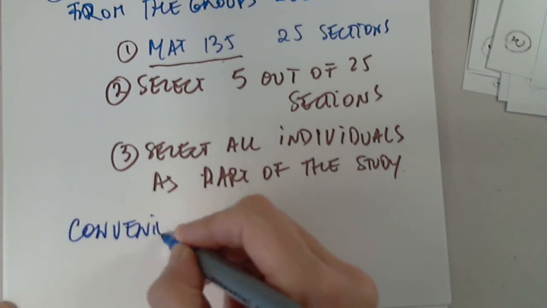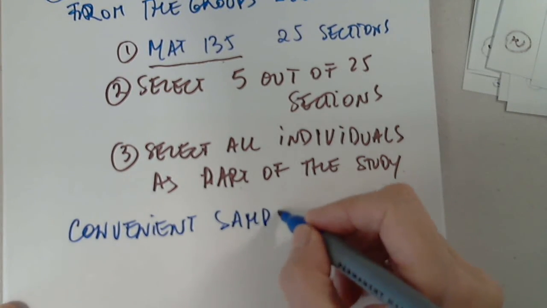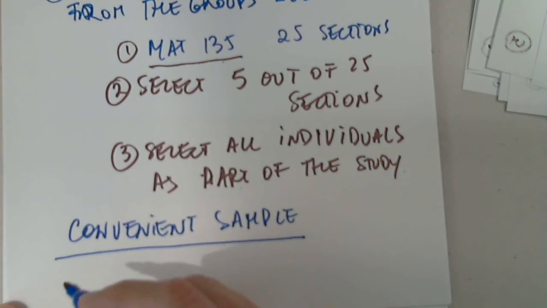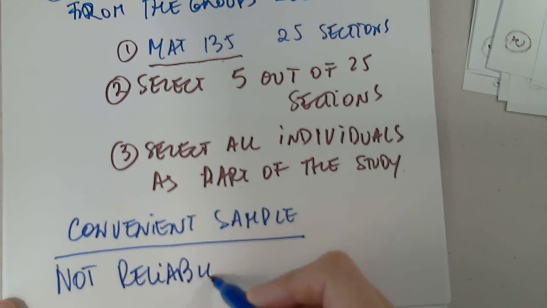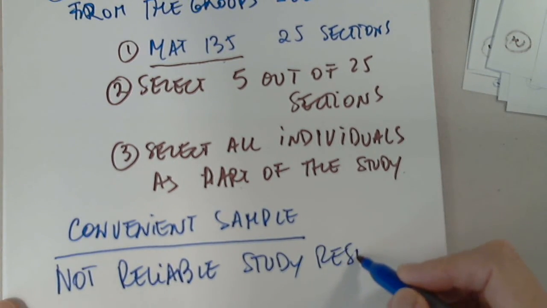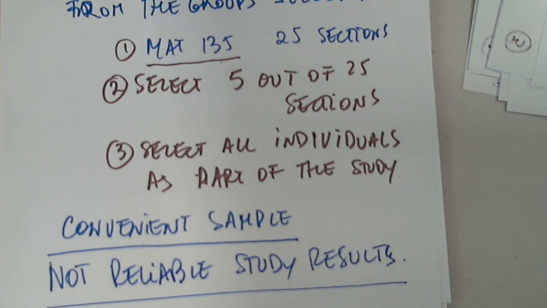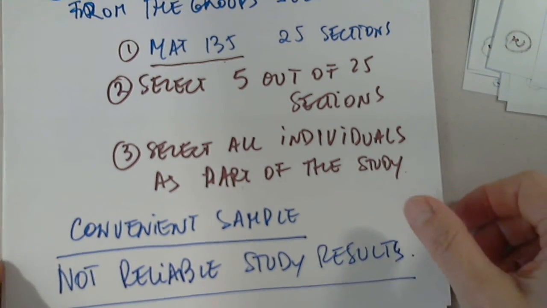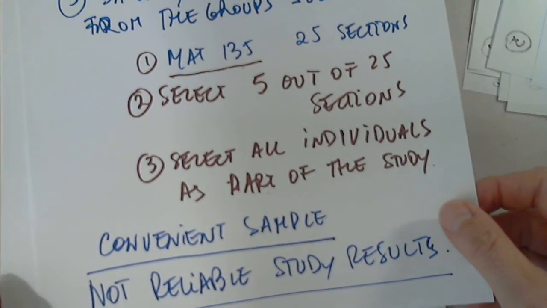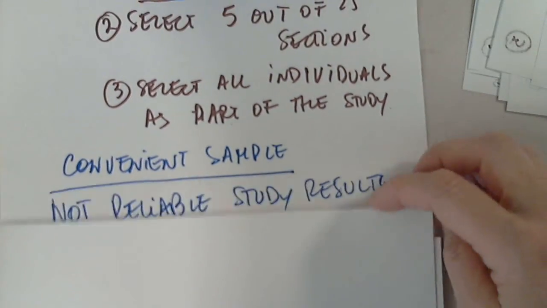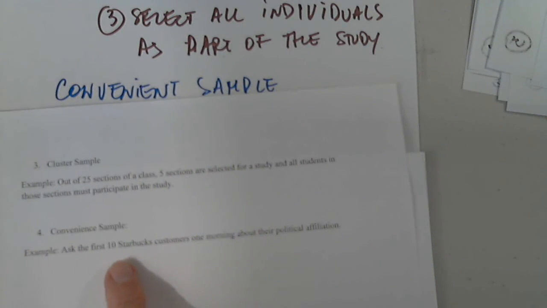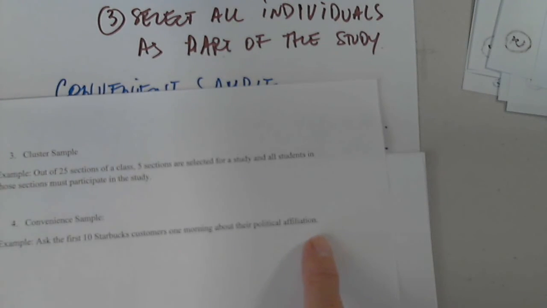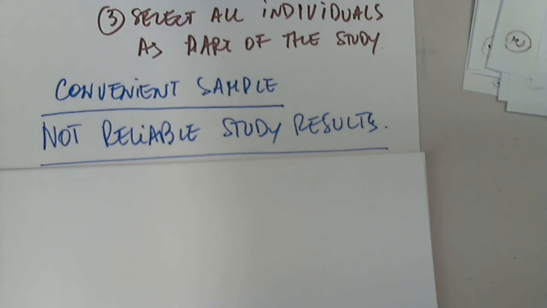Okay, number 4, last one here, convenient sample. First thing I want to say about convenient sample that we should always remember, not reliable. Study results. Not reliable. So what's a convenient sample? I think I mentioned that last time, I stand in front of a store and I survey people coming in. I ask them, do you like this or do you like that? Do you, whatever. Ask the first 10 Starbucks customers one morning about their political affiliation. Doesn't mean anything. I can conduct a study, but the results are meaningless. I can't do anything with them.